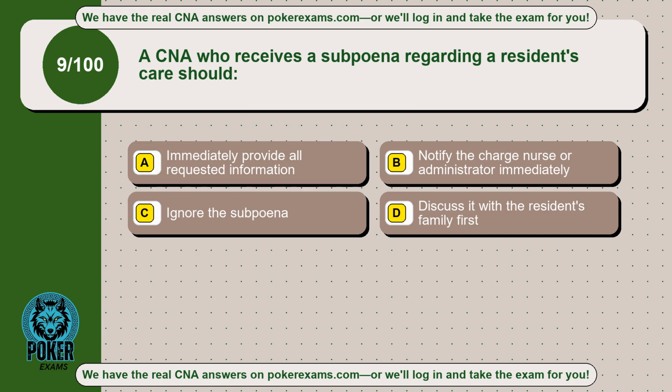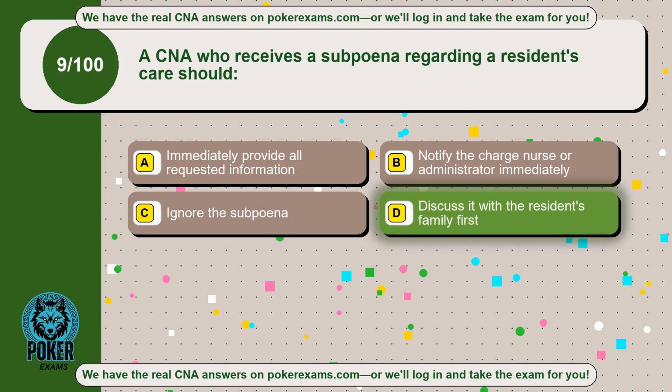Question 9. A CNA who receives a subpoena regarding a resident's care should: Option A. Immediately provide all requested information. Option B. Notify the charge nurse or administrator immediately. Option C. Ignore the subpoena. Option D. Discuss it with the resident's family first.